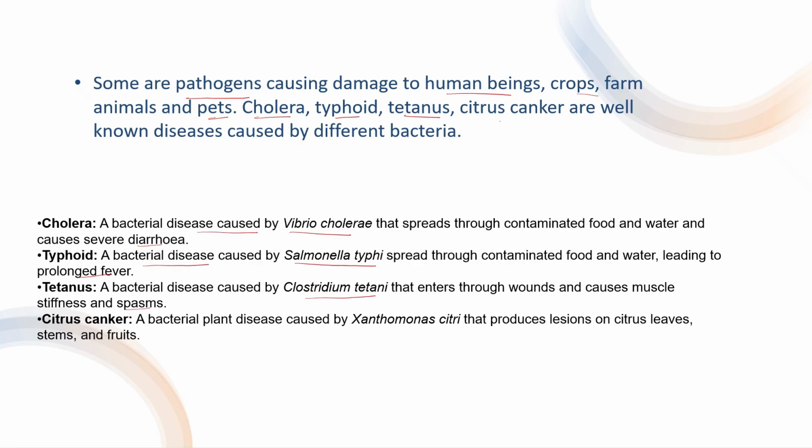Citrus canker is also a bacterial plant disease, caused by Xanthomonas citri. The name citrus means it affects only citrus plants like orange and lemon, producing lesions. Lesions are patches like this on citrus leaves, stems, and fruits. These are well-known diseases caused by different bacteria.